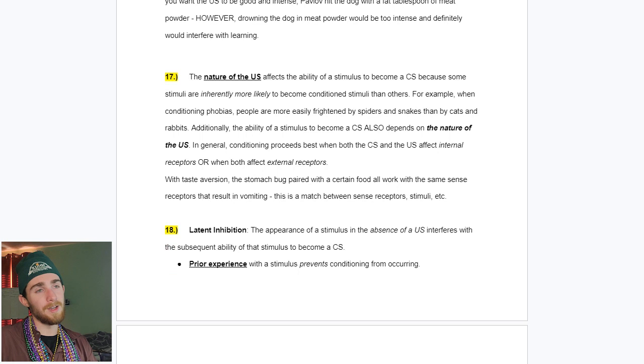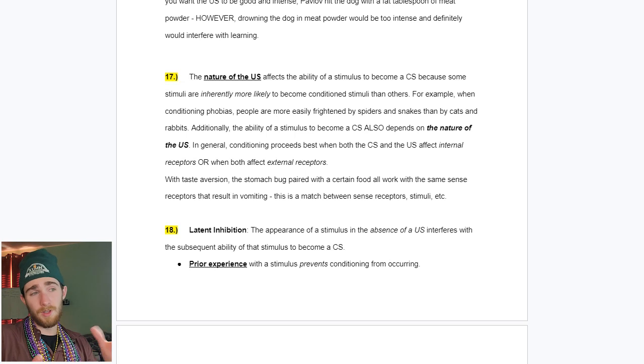So if you're trying to condition a phobia and I show you a flag and I pair that in close time with a snake, that pairing is going to be relatively quick because we're afraid of snakes naturally, some more than others. And you'll find that to be more effective than if I were to try to pair a flag with a cat to elicit fear because the cat as an unconditioned stimulus isn't going to get much of a fear response out of us compared to a snake, because the nature of the unconditioned stimulus will affect the ability of any neutral stimulus to become a conditioned stimulus.